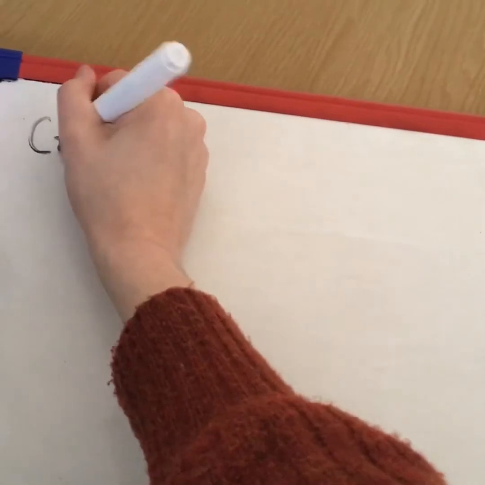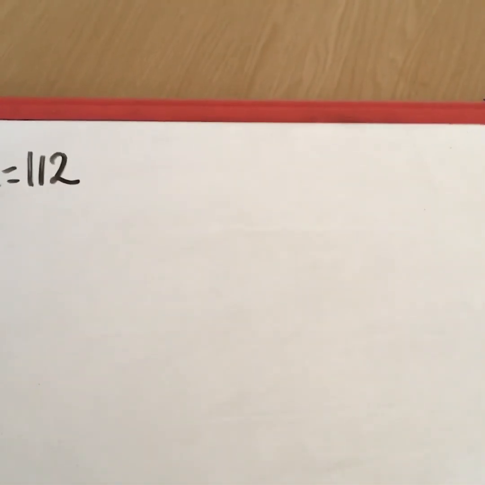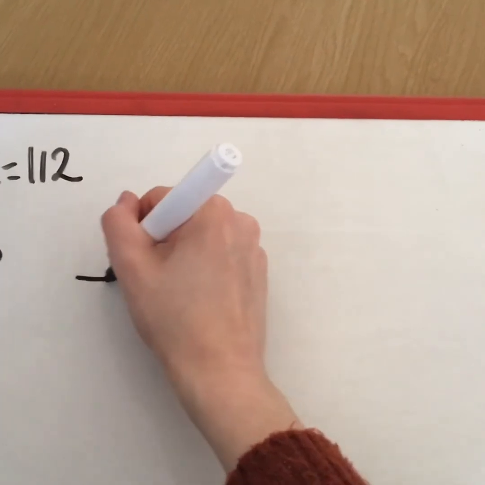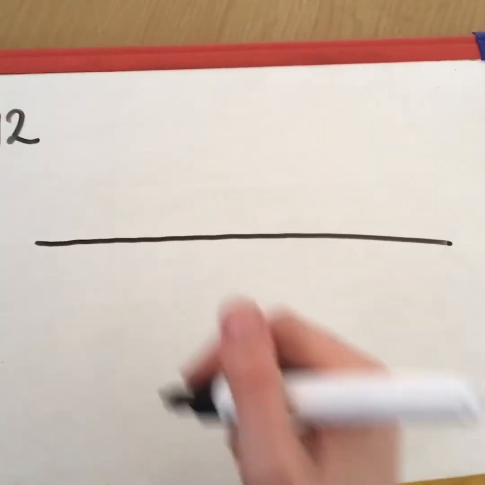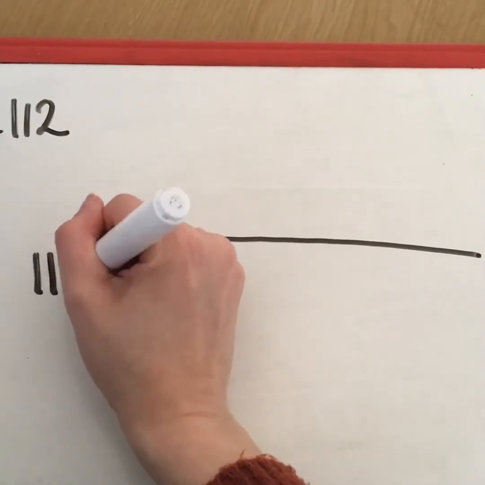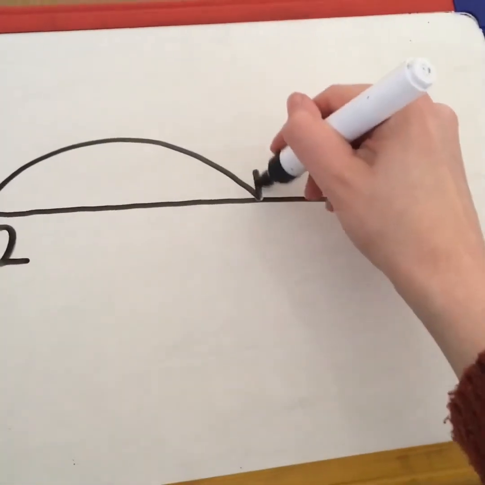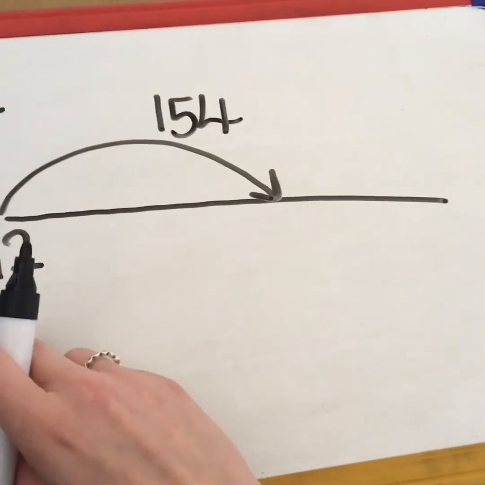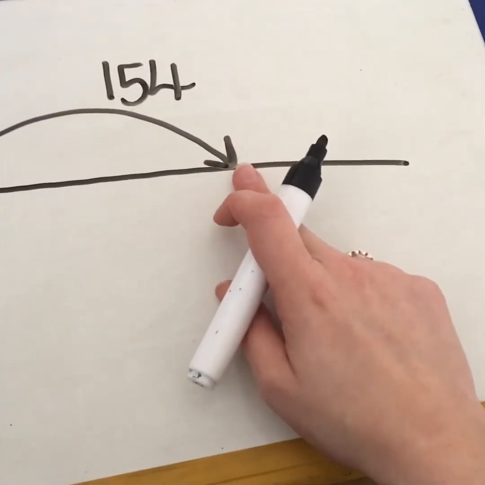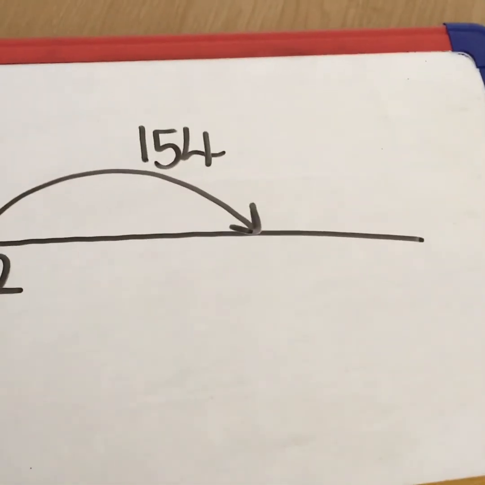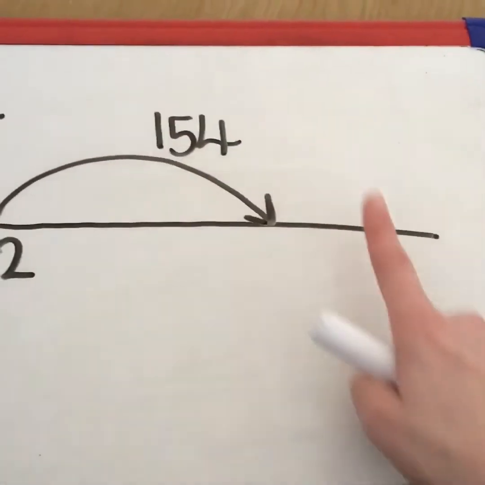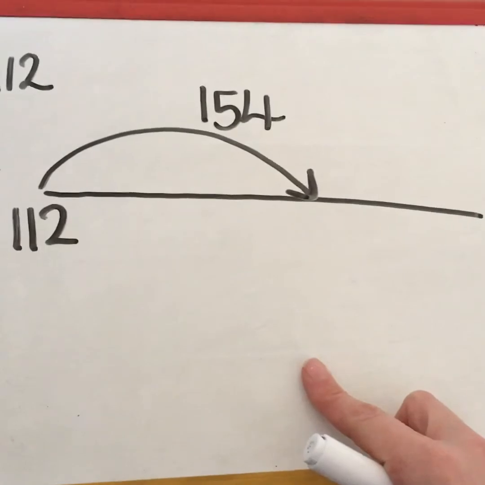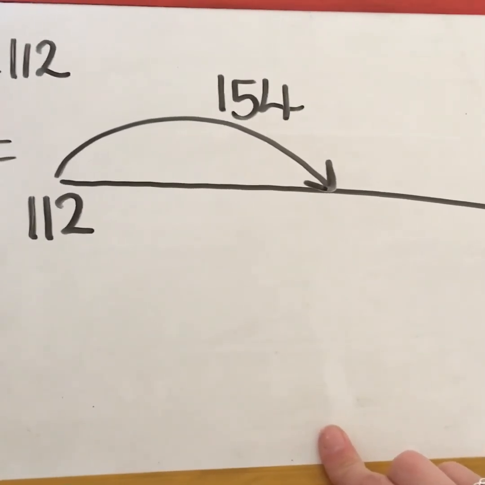Right, my next worded problem says, Colin and Brian were playing darts. Colin scored 112. Brian scored 154 more than Colin. So Brian started at 112, which was Colin's score, and he got 154 more than Colin. So he's got 112 and he's adding on 154 more, and that is going to be Brian's score. Okay, so again, I'm visualising it, I'm starting to represent it. The problem then says, what was their combined score?